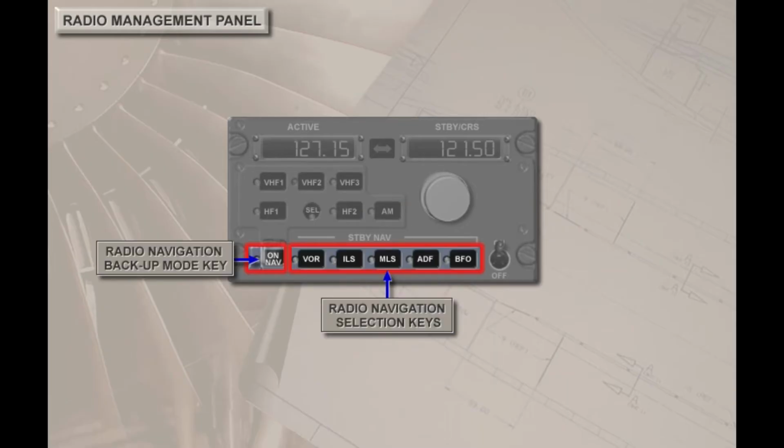Lifting the transparent guard and pressing the radio navigation backup mode key allows the pilot to tune navigation receivers and courses through the radio navigation selection keys. Normal communication radio selections and frequencies are unaffected. Backup navigation mode is covered in detail in the navigation module.